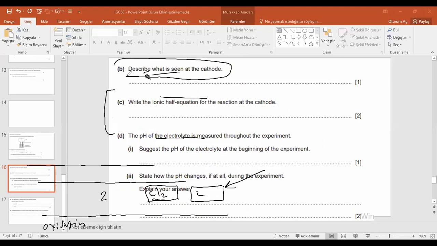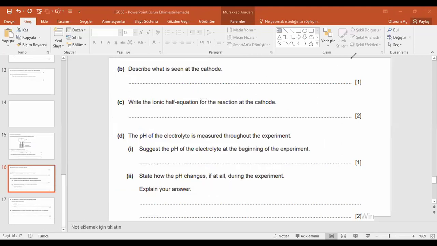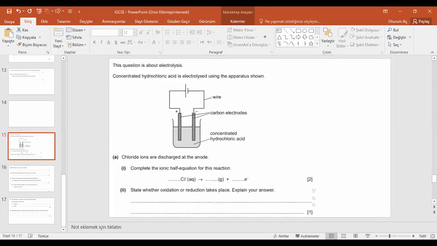Describe what is seen at the cathode. At the cathode, here we have HCl, which is H+ and Cl-, and H+ and OH- from water. The question says, what will be observed at the cathode? So guys, here we have only one positive ion, only H+. So H+ will go there and will be reduced.